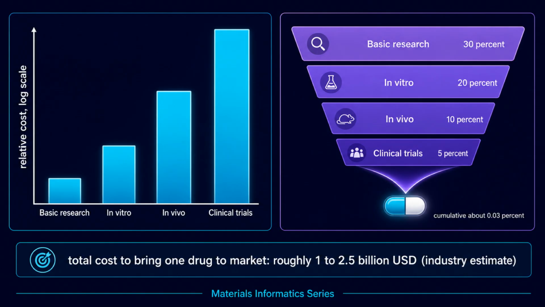Success rates plummet. 30% of projects advance from Phase 1, 20% from Phase 2, 10% from Phase 3, and only 5% of clinical candidates reach the market. The cumulative probability of a basic research project becoming a marketed drug is just 0.03%.